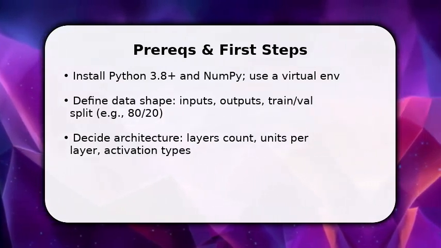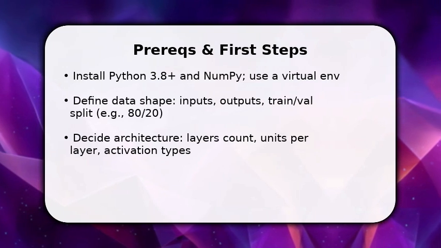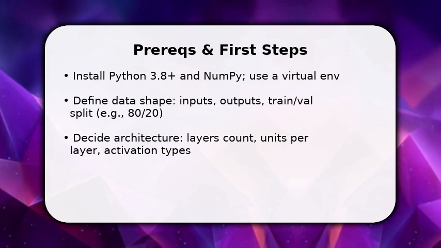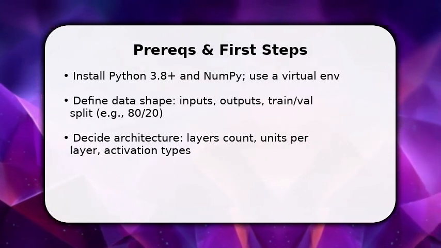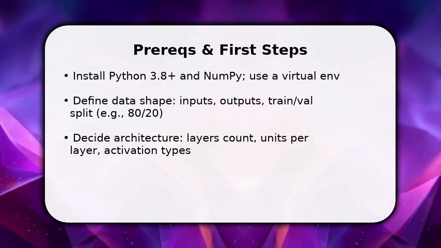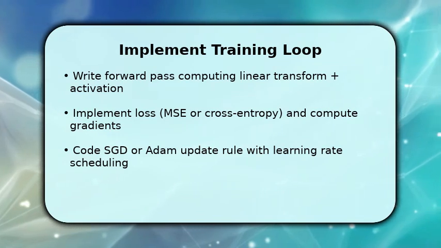Once done, define the model blueprint, number of layers, units, and activation functions. Initialize weights with small random values and biases to zeros. Make sure to write a forward pass function that computes layer outputs step by step, so you can test arithmetic immediately. Now you implement the core loop that makes learning happen.